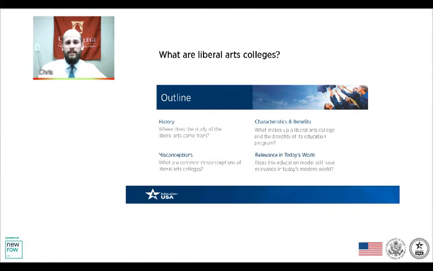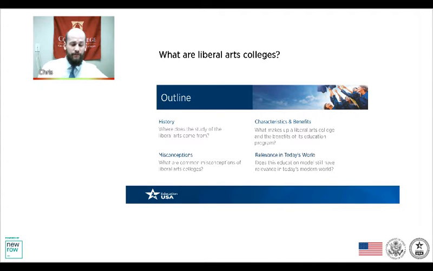We'll break it down into 4 different areas for today's conversation about liberal arts colleges. The first thing we'll go through is the history of what liberal arts education is, how it came to be, and what it has morphed into, and its more current state in the higher education world, and the needs and services it provides.